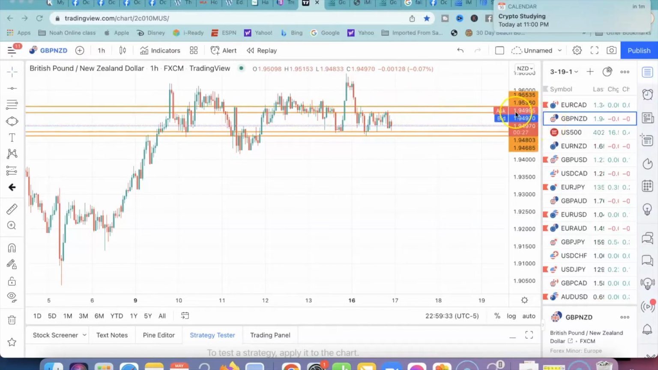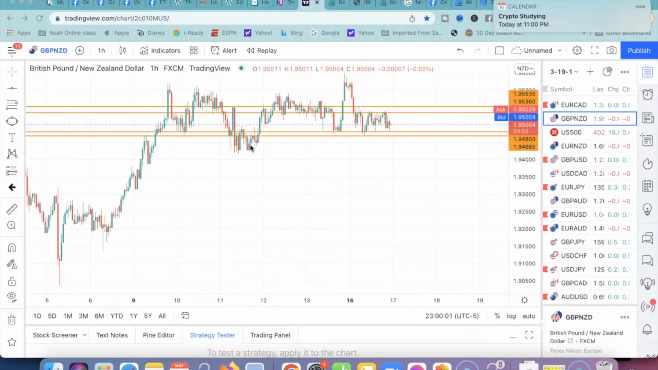Here we are on GBP NZD. The first thing you want to look for is market structure, or consolidation. From there, you're looking for price to break out of that market structure, out of that consolidation, either to the upside or the downside. Once it breaks out, the next thing you're looking for is a retest back to that zone, then a rejection of that zone, which will confirm price continuing in that movement. So that's what it comes down to.